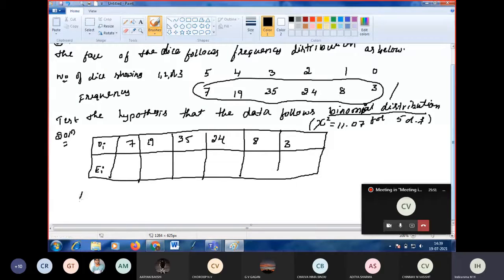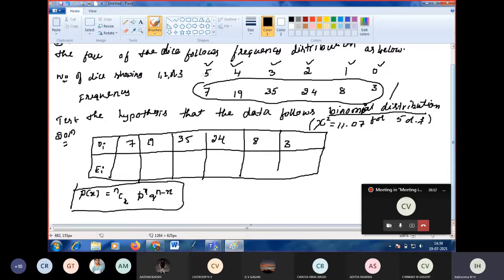What is the binomial distribution? We have the formula P of x is equal to nCx p to the power x q to the power of n minus x. This is the formula for binomial distribution. What are the x values? These are the x values: 0, 1, 2, 3, 4, 5. That is the number of dice showing 1, 2 or 3.